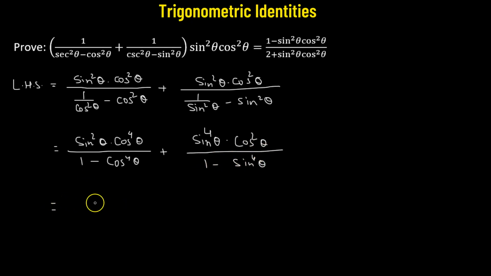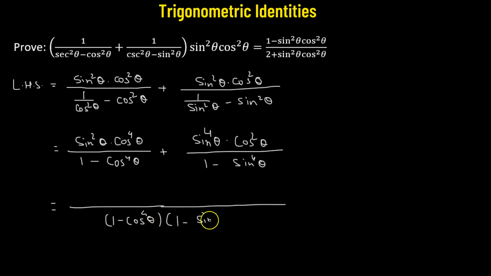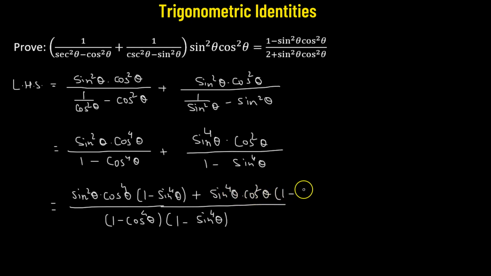Now we'll be combining the two terms, so our denominator is going to be 1 minus cosine theta raised to the power of 4 multiplied to 1 minus sine theta raised to the power of 4. So that means in the numerator the first term will be sine squared theta times cosine theta raised to the power of 4 whole multiplied to 1 minus sine theta raised to the power of 4, plus the second term will be sine theta raised to the power of 4 times cosine squared theta whole multiplied to 1 minus cosine theta raised to the power of 4.